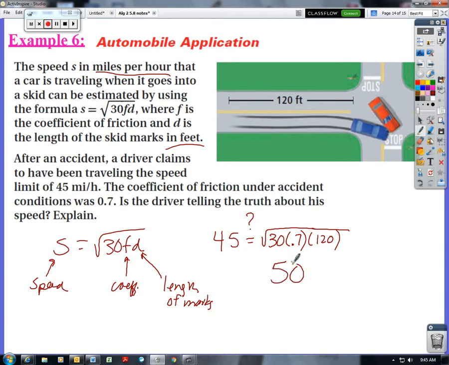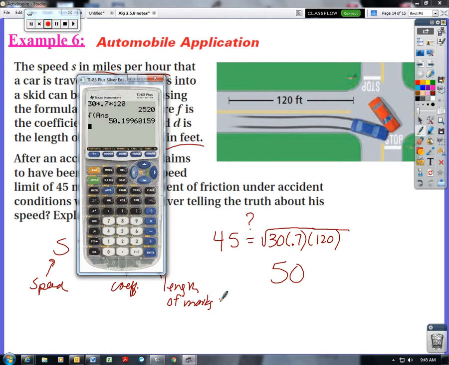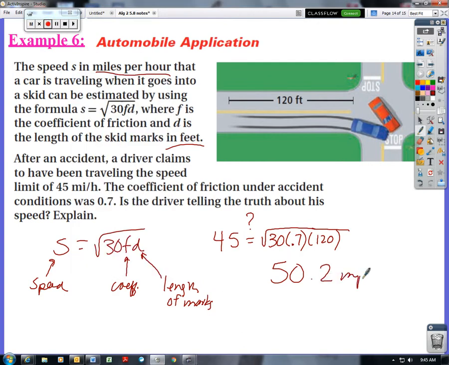So the person was really going actually slightly over 50, wasn't it? It was 50.2 basically miles per hour according to the skid marks. Oh, so they're lying. Lying. Is that how you spell lying? I think so. Lying because the formula says they're going 50.2 miles per hour.